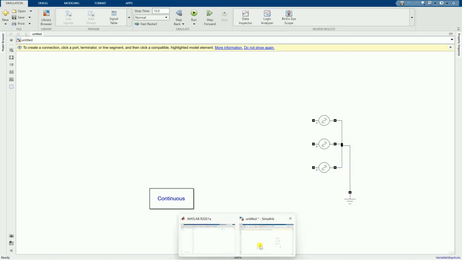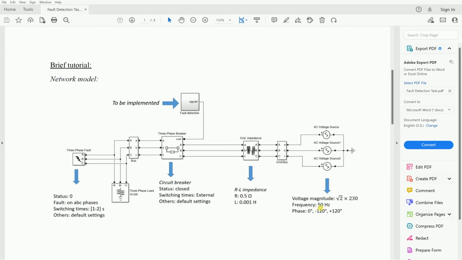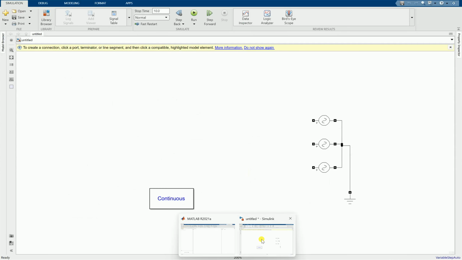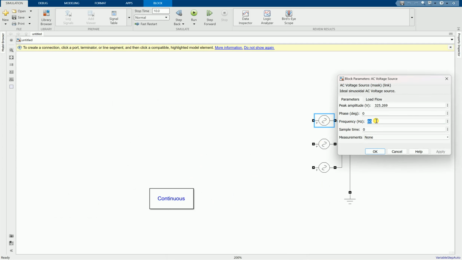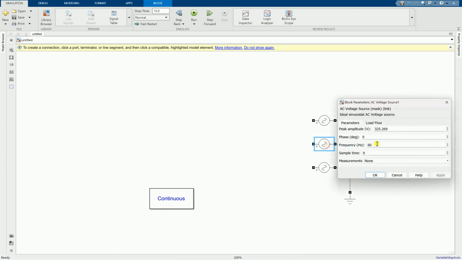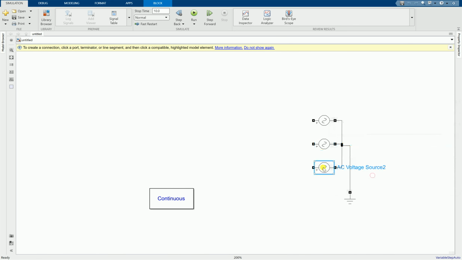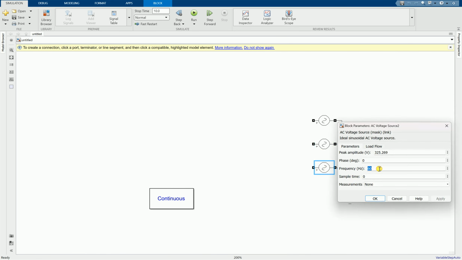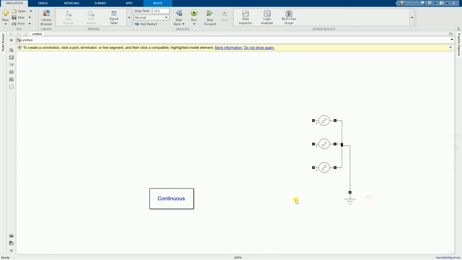The second thing we have here is the frequency, 50 hertz. So we will go here, make this one 50, copy it like this, go here, 50, okay, go here and 50 hertz. So we have a three-phase supply, each one with the same peak voltage and the same frequency, which is 50 hertz.